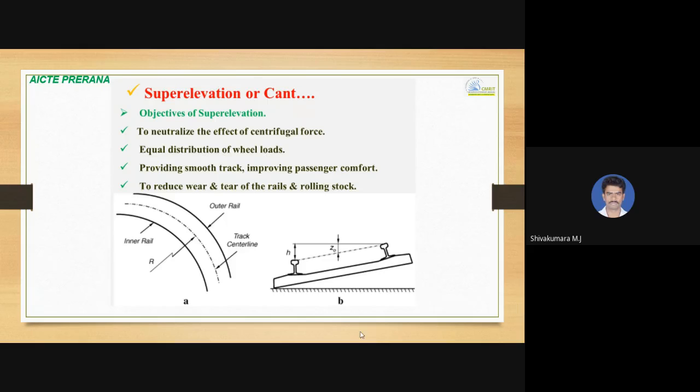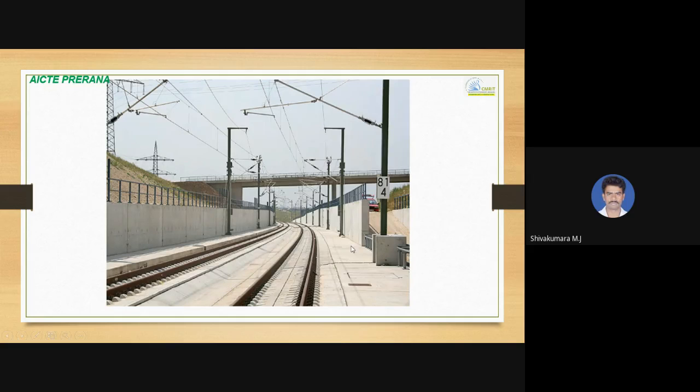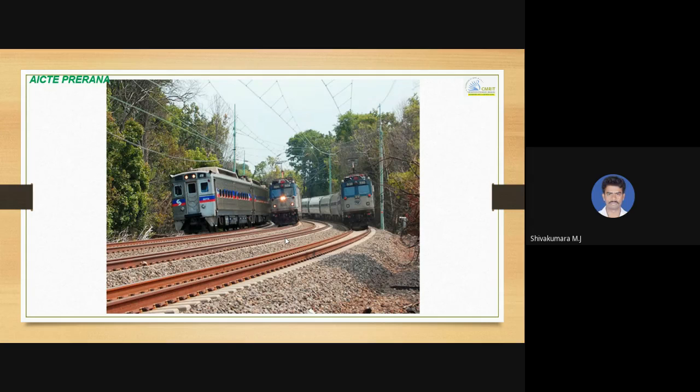So you can see over here, there is a horizontal curve along the length of a railway track, and the outer edge of the rail is raised with respect to the inner rail. You can see here, the outer rail is raised with respect to the inner rail. Observe here also.